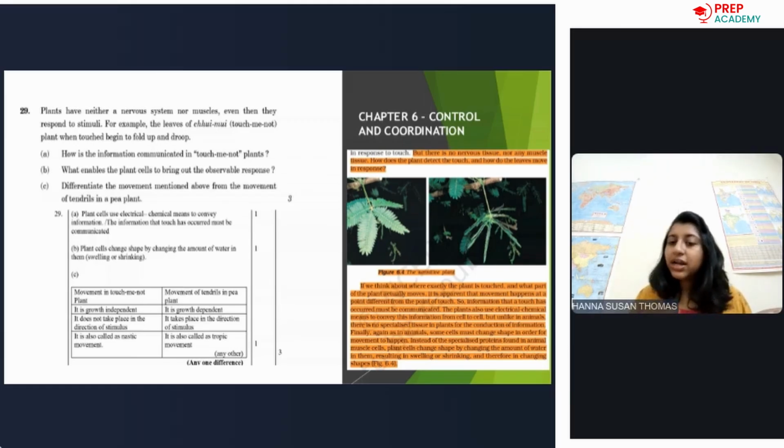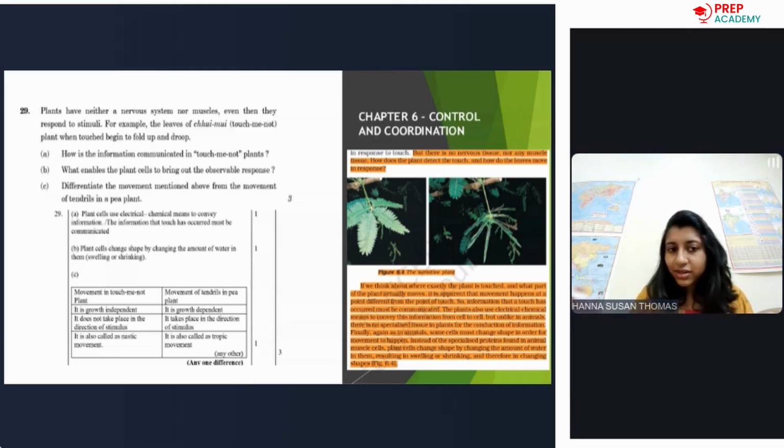So next comes our 3-mark question. Plants have neither a nervous system nor muscles. Even then they respond to stimuli. For example, the leaves of chhui mui or touch-me-not plant, when touched, begin to fold up and droop.